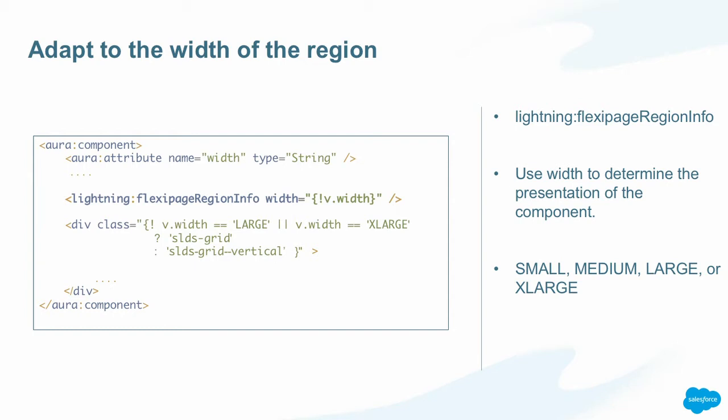And this is why we expose this component called Lightning Flexipage Region Info. And this is really a simple component. All it does is provide you the width of the region that your component is placed in. And these aren't pixel values, but these are approximate values. And here are the available values: small, medium, large, and extra large. And using these, you can either tweak the markup like we have in this example here, or access this in JavaScript and change the behavior of the component.